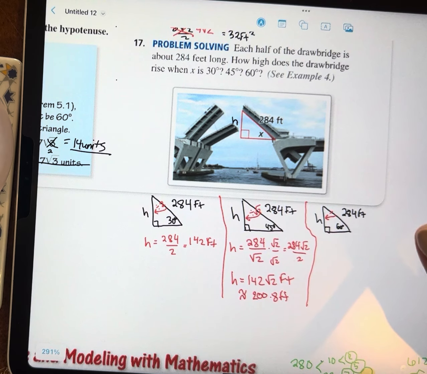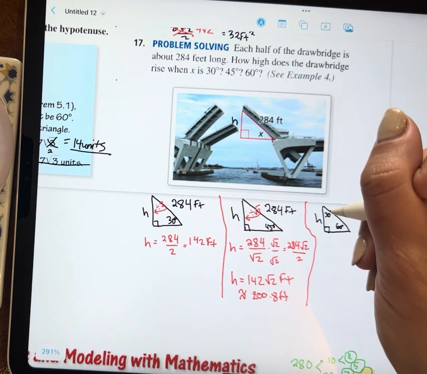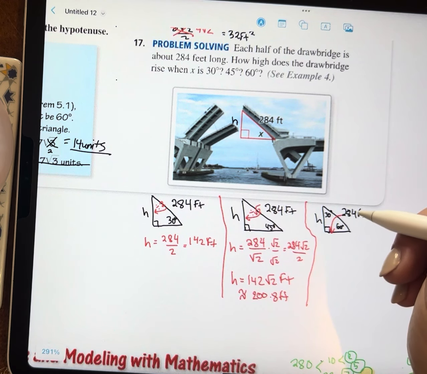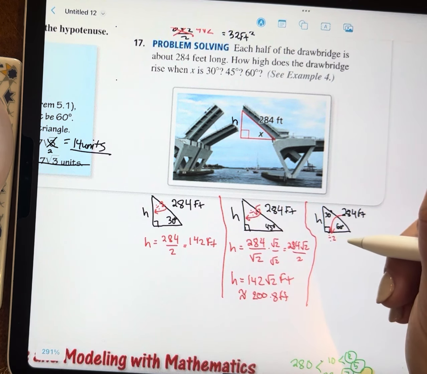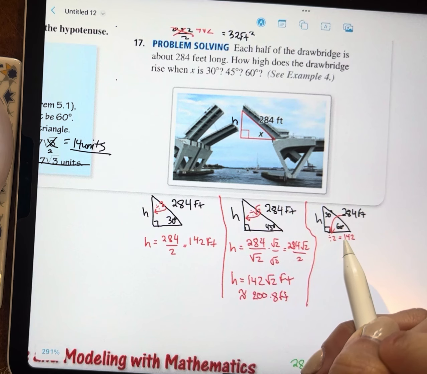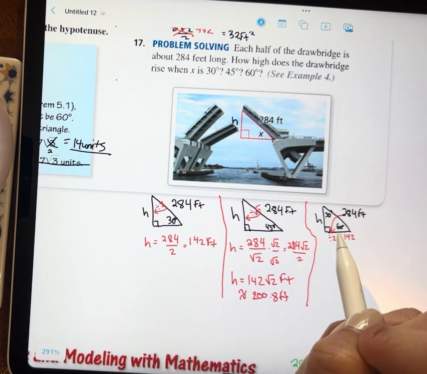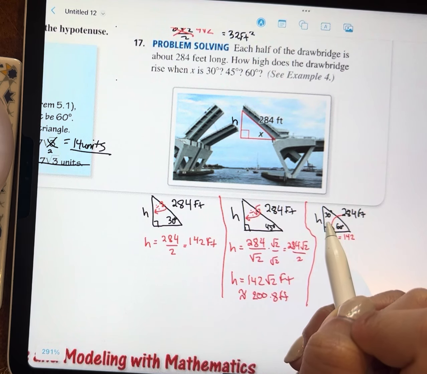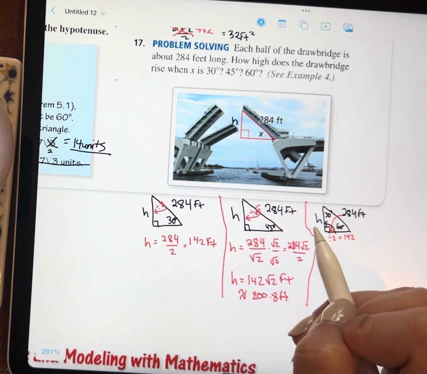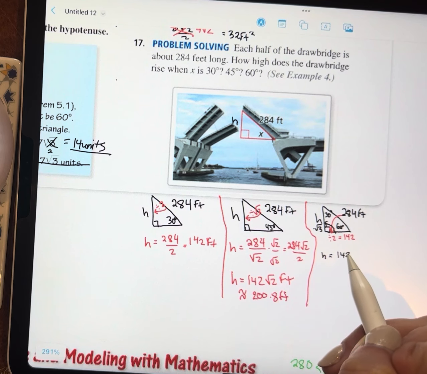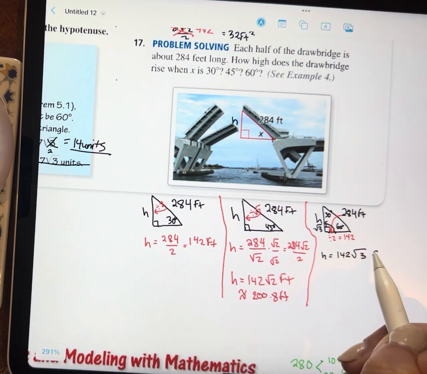No, you guys, I am so sorry. I wasn't careful enough. This is a 30-degree angle, which makes this the short leg. To go backwards to this, I must divide by 2 to get 142 right here. And now, to get the long leg, from the short leg I go to the long leg and I multiply by rad 3. So I get that h equals 142 rad 3 feet.